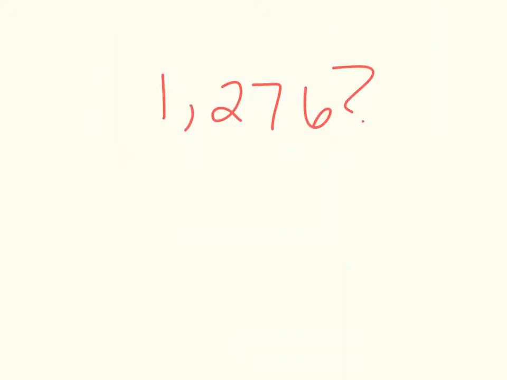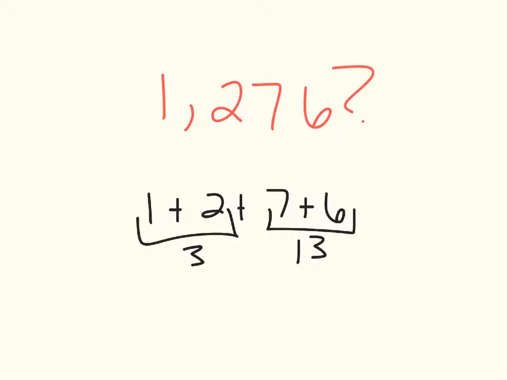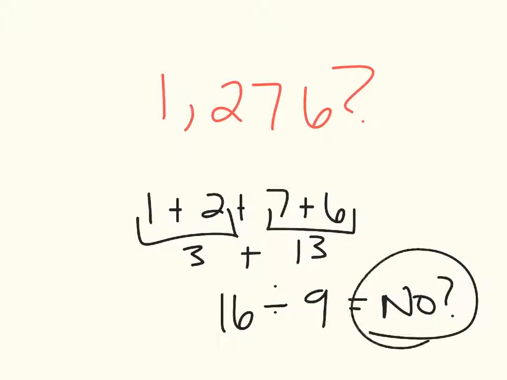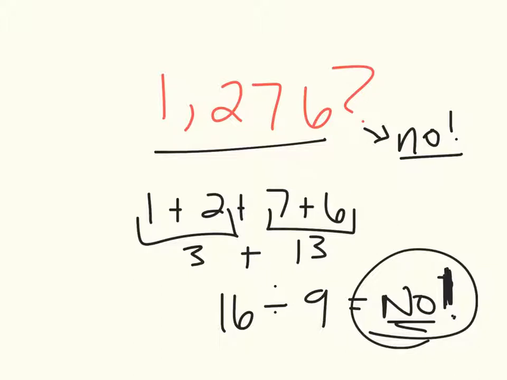Let's take a look at 1,276. We're going to add 1 plus 2 plus 7 plus 6. 6 plus 7 is 13. 1 plus 2 is 3. 3 plus 13 is 16. Is 16 able to be divided by 9 and get a whole number? Your answer would be no. So that means that 1,276 is not divisible by 9. Okay, so we cannot divide 9 into 1,276.